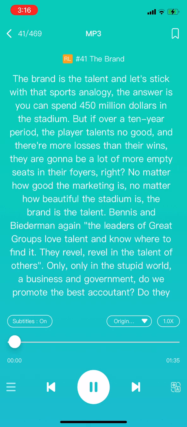The brand is the talent. And let's stick with that sports analogy. The answer is you can spend $450 million on a stadium, but if over a 10-year period the player talent's no good and there are more losses than there are wins, there are going to be a lot more empty seats than there are full ones, right? No matter how good the marketing is and no matter how beautiful the stadium is, the brand is the talent.